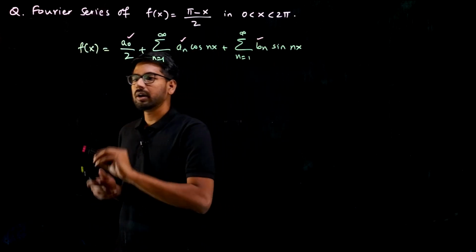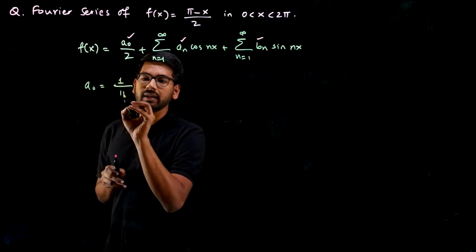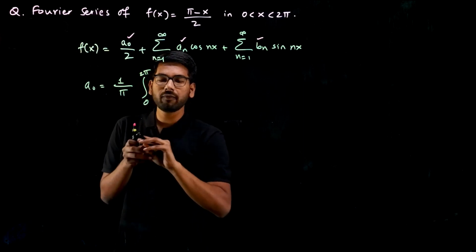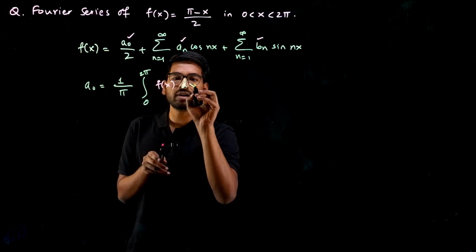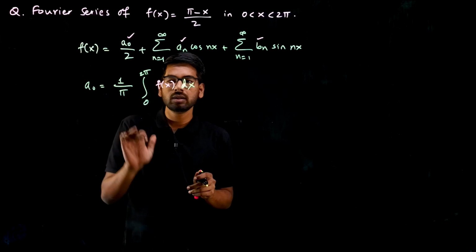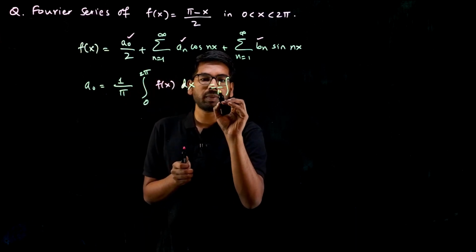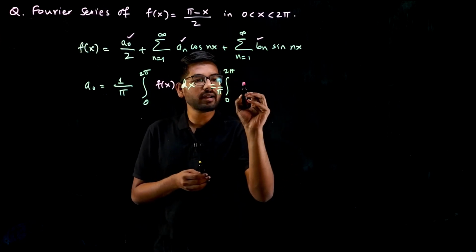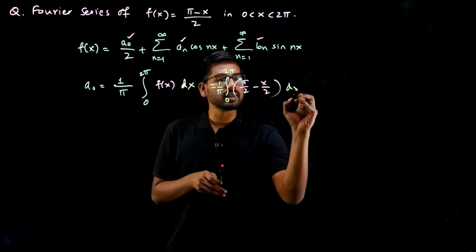So what is a0? a0 is equal to 1 by pi integration 0 to 2 pi f of x dx. So this is the formula for a0. a0 is the integration of f of x dx from 0 to 2 pi, whatever the interval is given, and 1 over pi. So if you substitute f of x here, what will you get? 1 over pi integration from 0 to 2 pi, pi minus x by 2, I can write it as pi by 2 minus x by 2 with respect to x.